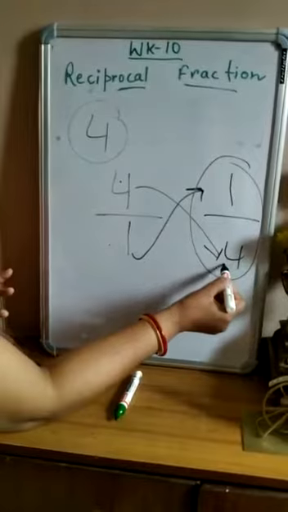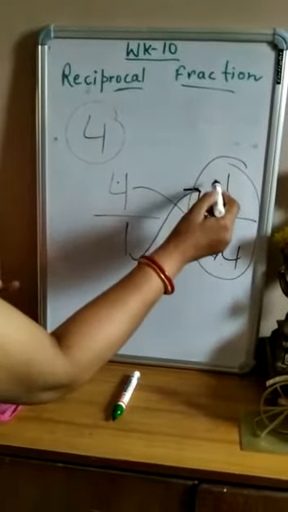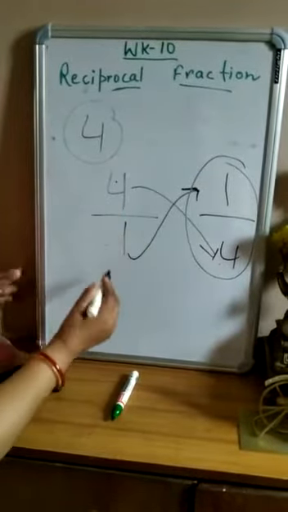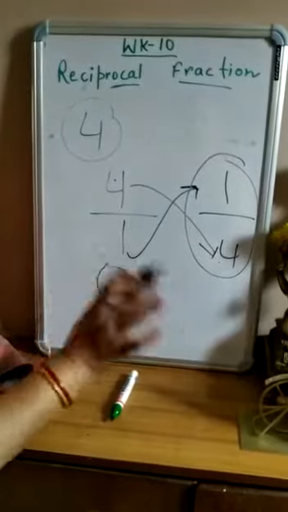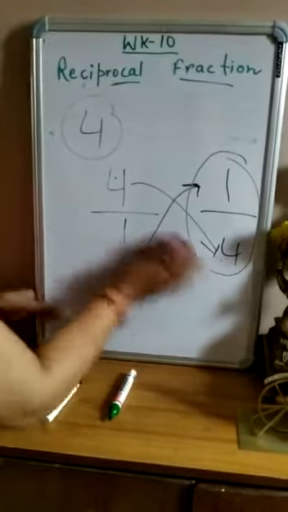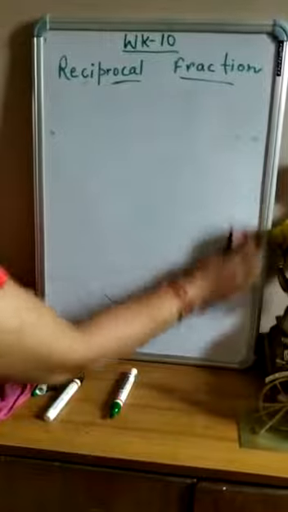So the reciprocal of 4 by 1 is 1 by 4, by interchanging the position of numerator to the denominator and the denominator to the numerator. So we get the reciprocal. But in case of 0, 0 does not have a reciprocal. Always keep that in mind.